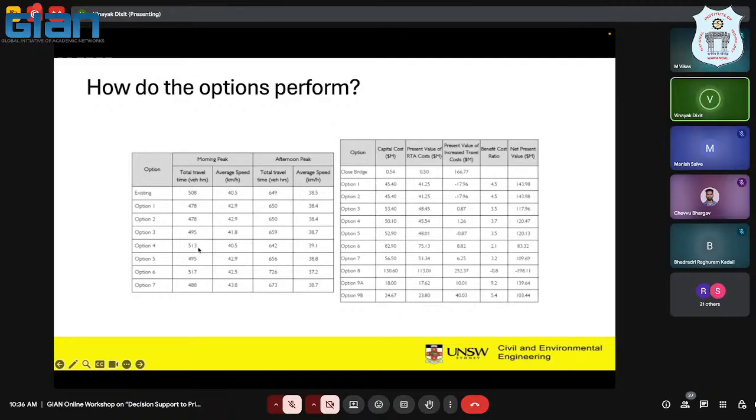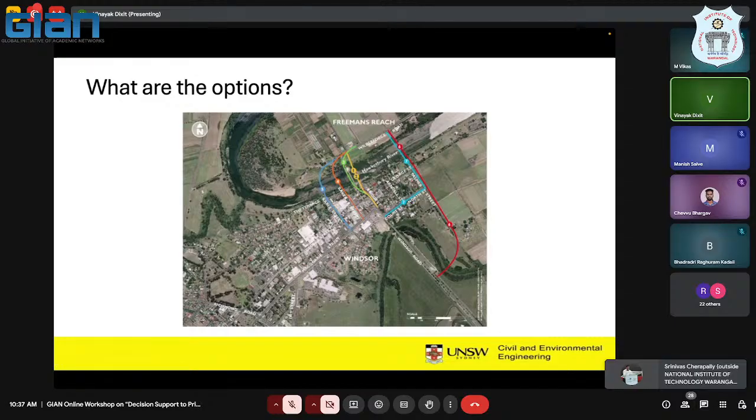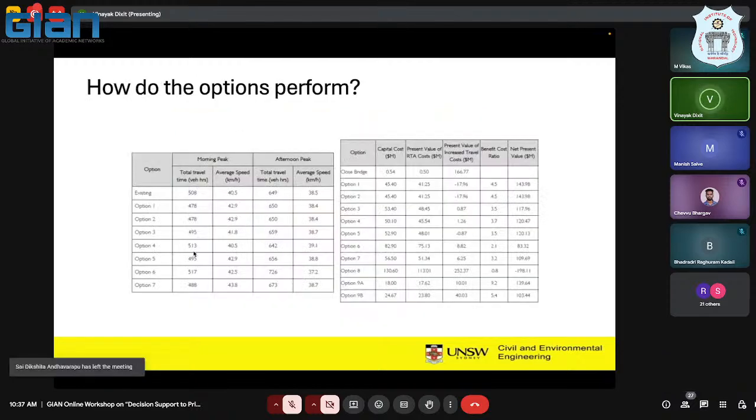Let's look at option 4. The total travel time, the average speeds remain the same, right? So what is option 4? Option 4 is going through here and coming down here. So basically your travel times are remaining pretty much similar to what it was. The speeds are similar, etc.